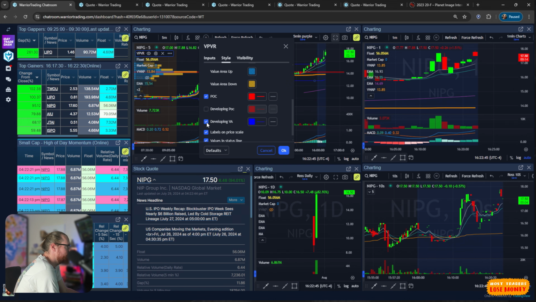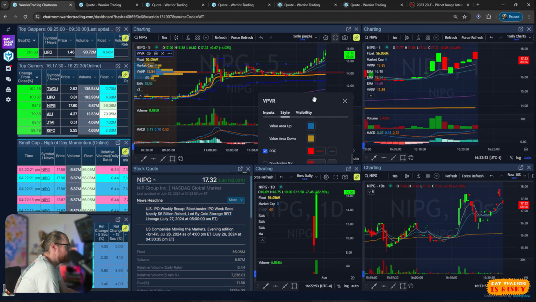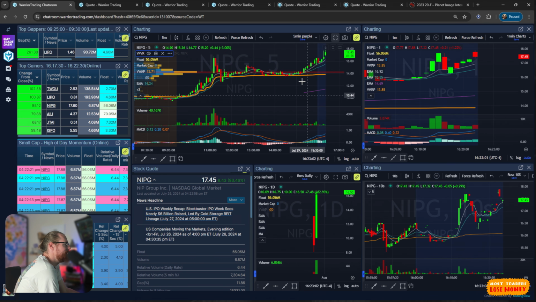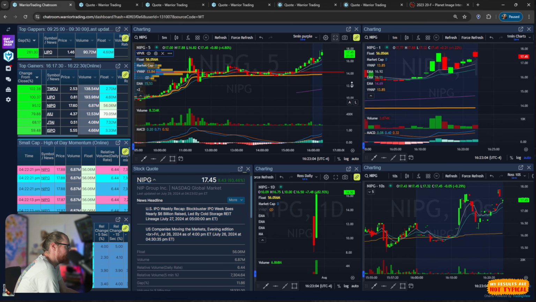The developing, I don't use those right here. I haven't found this to be helpful. So this is more of a standard deviation offset, but again, not helpful for me. So I just leave the point of control line, and that's it. When I see the price above it, that's what I like to see.